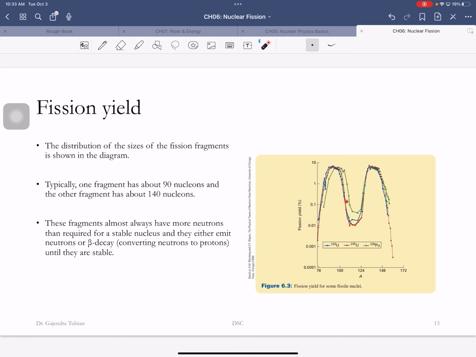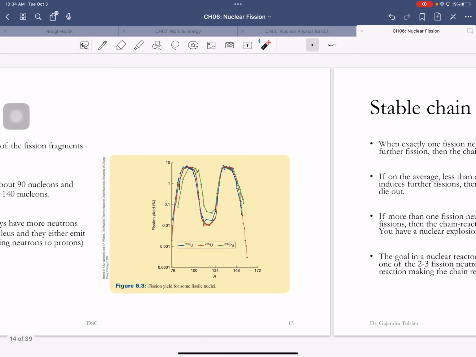So this shows you the pieces it breaks up into. These two pieces are the most likely, but again, the total number of protons and neutrons is the same after the breakup. Typically one fragment is about 90 nucleons and the other fragment is about 140 nucleons. These fragments almost always have more neutrons than required for a stable nucleus, and they either emit neutrons or beta decay. So they emit neutrons, that's how come we have those 3 neutrons.